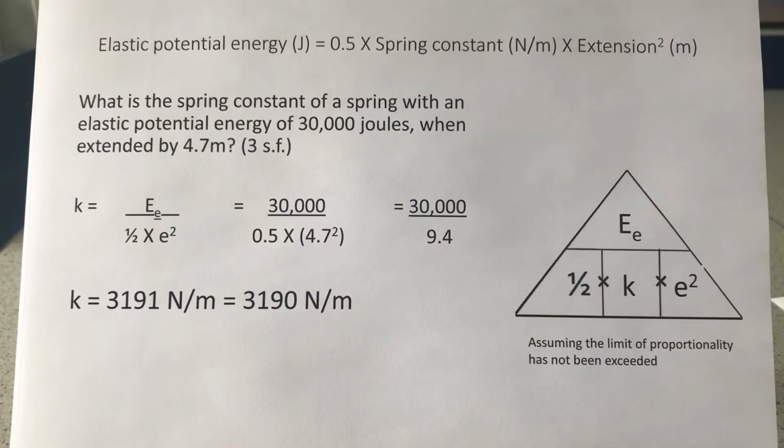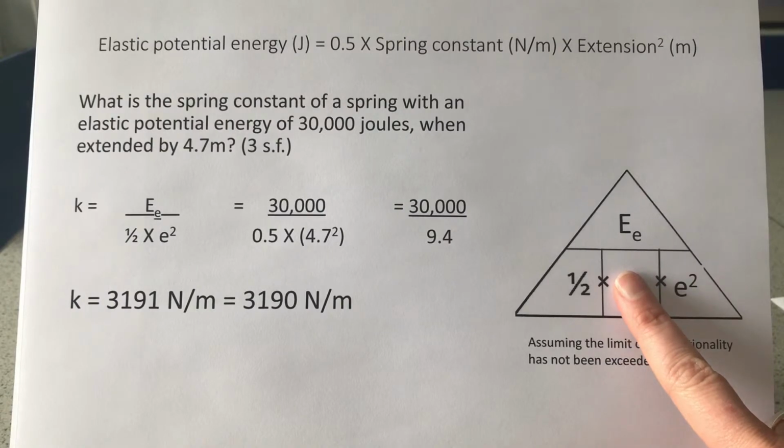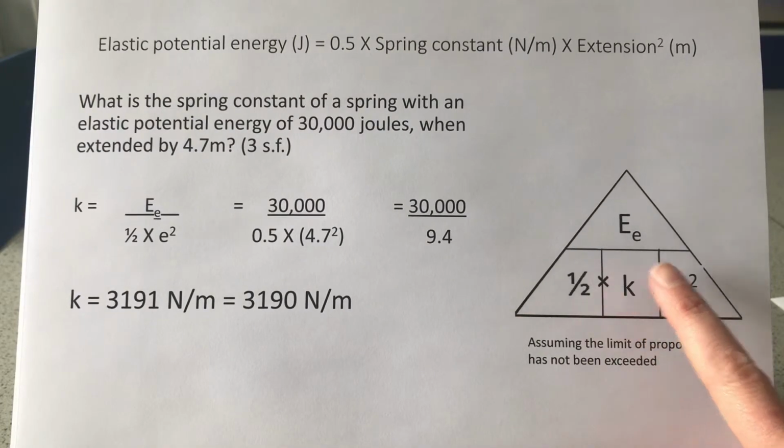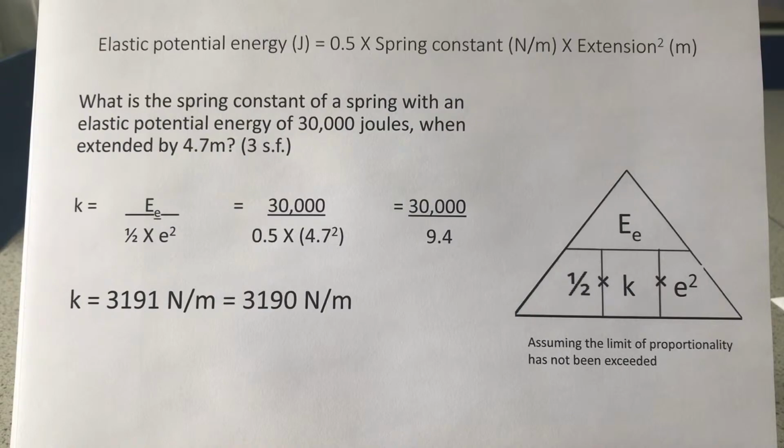Okay, and the question says, what is the spring constant of a spring with an elastic potential energy of 30,000 joules when extended by 4.7 meters, and it wants the answer to 3 significant figures. So what I did is I took the equation. I know I want spring constant, so I can rearrange using my formula triangle. Then I'm going to do the elastic potential energy divided by half multiplied by extension squared. Okay, so I've rewritten that equation. I've put in my information.